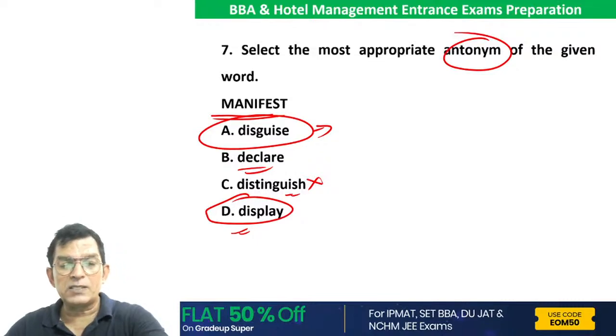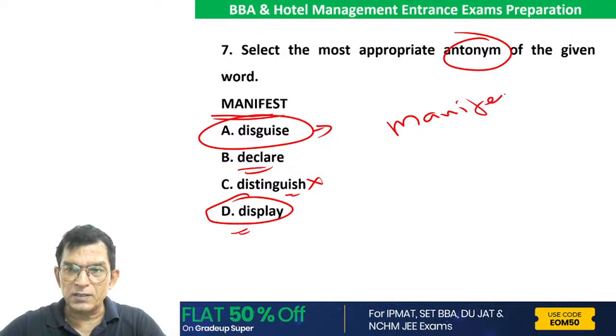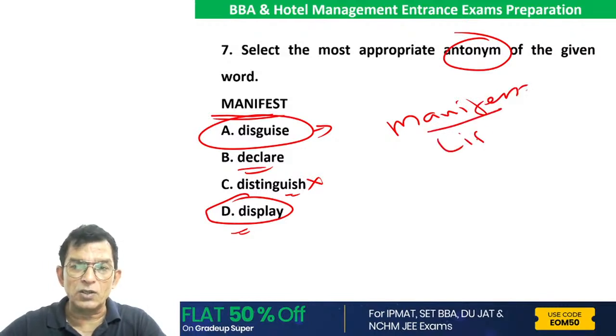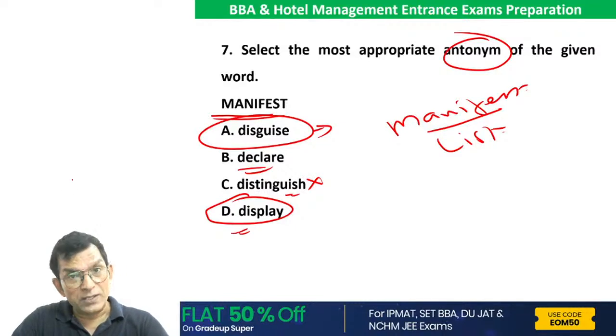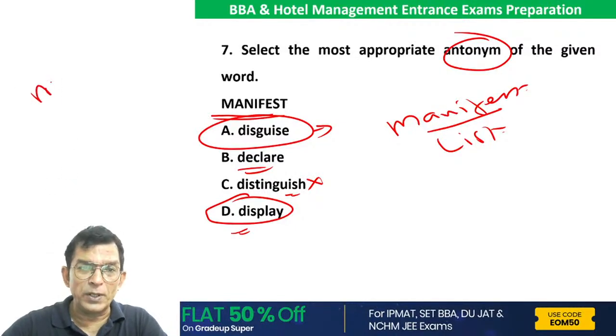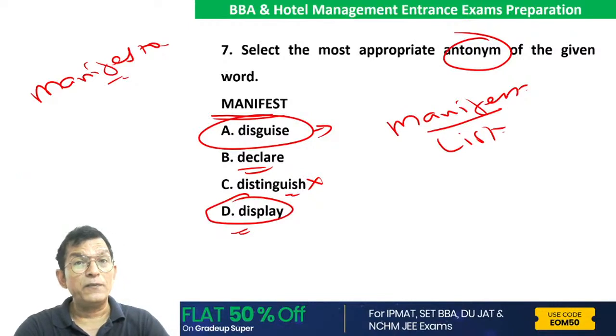Now, manifest also means a list. Remember, manifest also means a list of passengers, etc. It's also called a manifest. And manifesto is the agenda of a political party, a list of things to do. And manifest as a verb will mean display, to express.